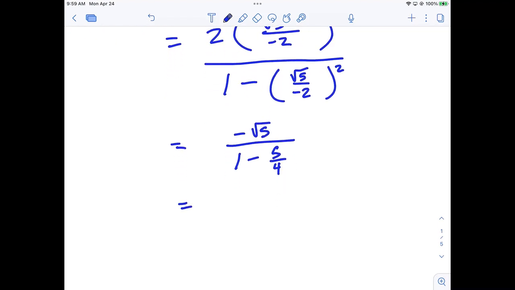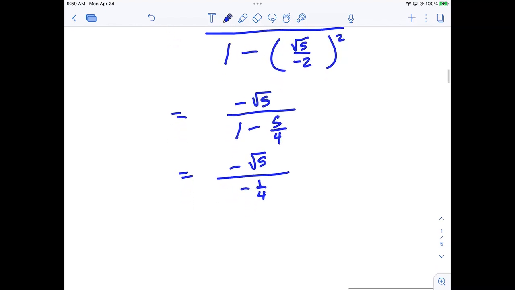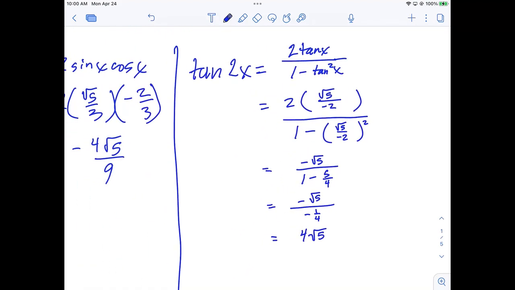And now all I got to do is get rid of the complex fraction. So in the bottom, I have negative 1/4, and that gives me, when I state change flip, 4 square root of 5. So it was negative the whole way down, and then on the very last line, it became positive.